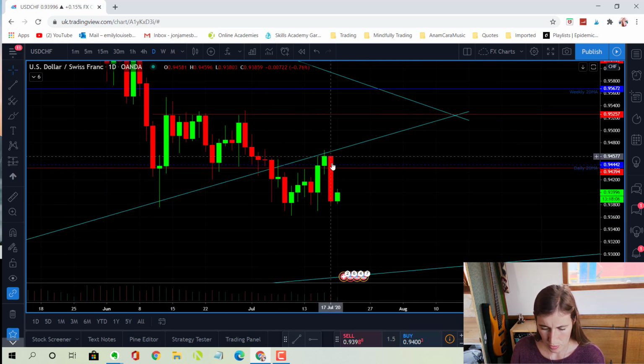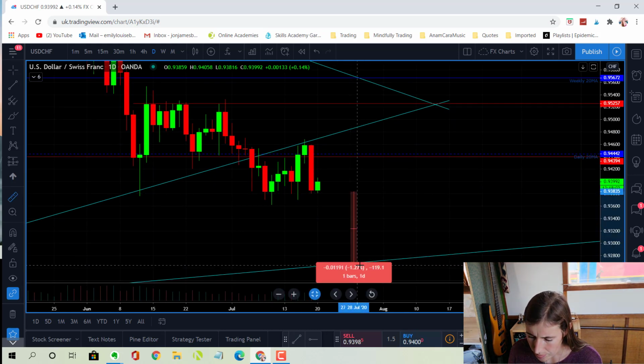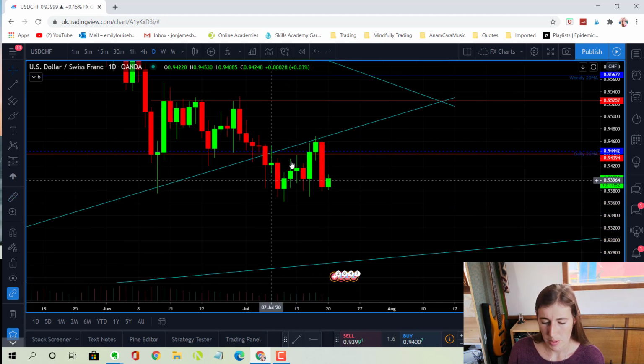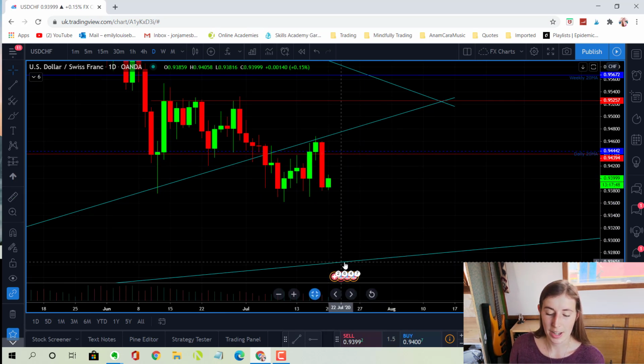So we came up and then we've dropped. And there is quite a little bit of a range there. I've got over 100 pips until it gets to the bottom trend line. So it may be pulling back to this trend line to find the resistance there to then bounce back higher.